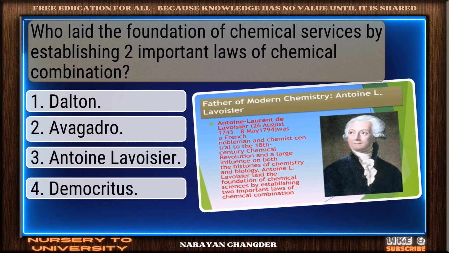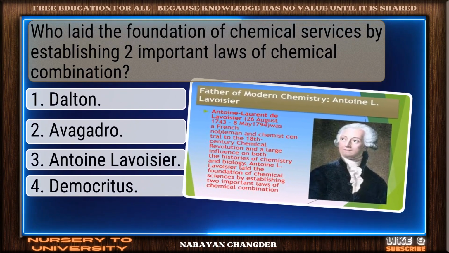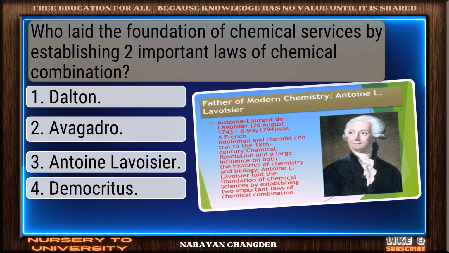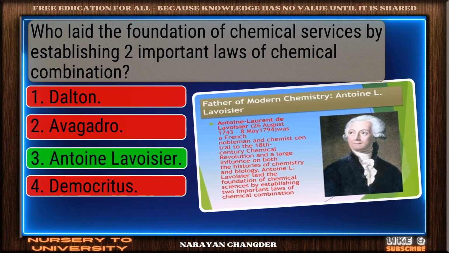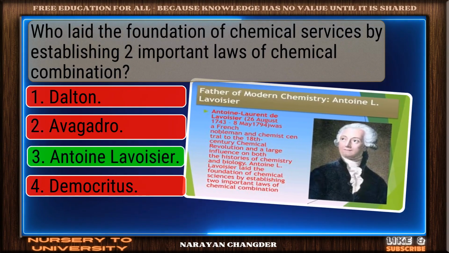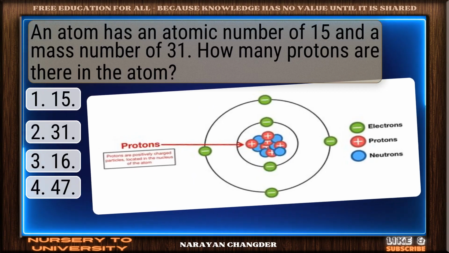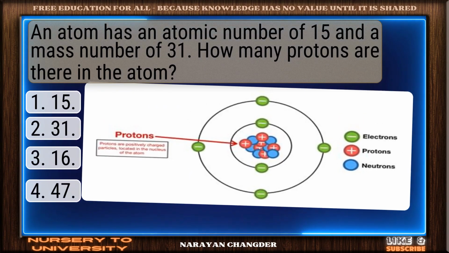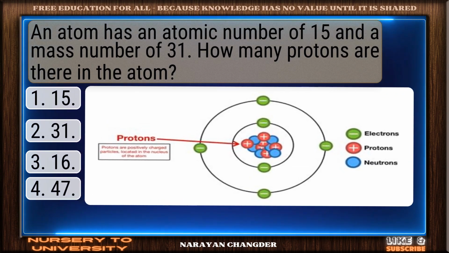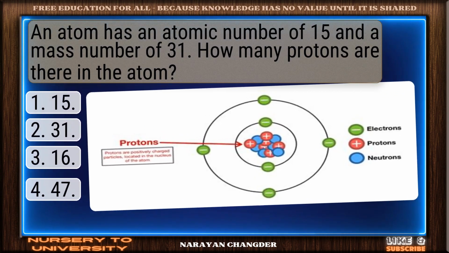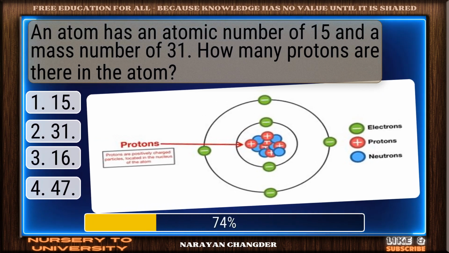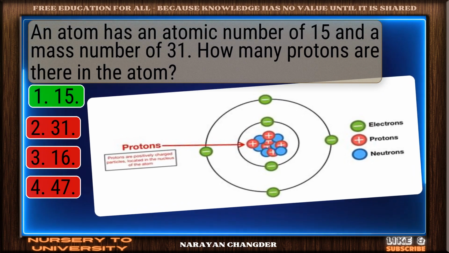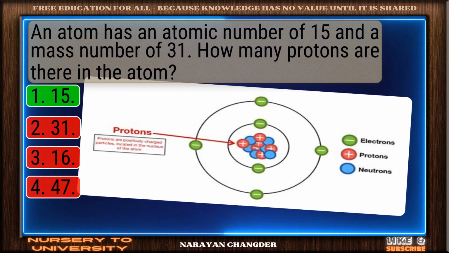Question number 42. Who laid the foundation of chemical sciences by establishing 2 important laws of chemical combination? Nice selection. Antoine Lavoisier is the correct and valid answer. Question number 43. An atom has an atomic number of 15 and a mass number of 31. How many protons are there in the atom? Exactly. 15 makes sense and it is the right choice.